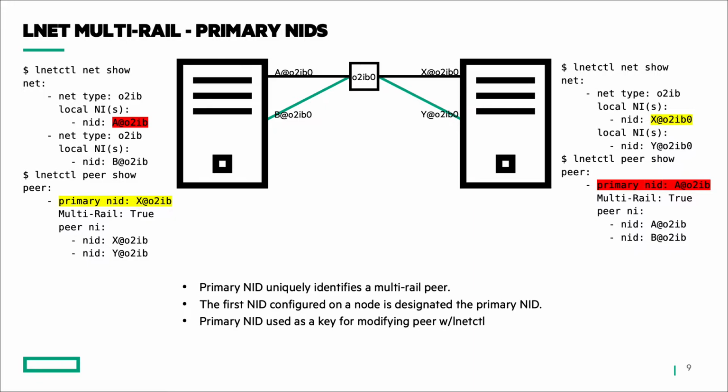This picture illustrates how the local LNet configuration translates into a peer entry. On the left, we see this peer has NIDs A and B at O2IB. The fact that A at O2IB appears first in the output of LNetCTL net show indicates that this was the first NID configured on the node, and it is thus designated the primary NID for that peer. On the right, we can see the corresponding peer entry in the output of LNetCTL peer show, showing the primary NID A at O2IB, as well as the list of all of the NIDs for that peer.